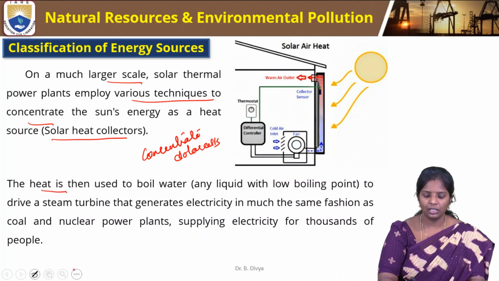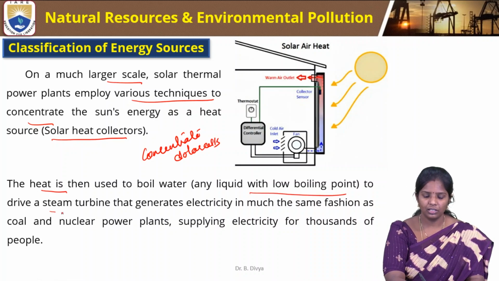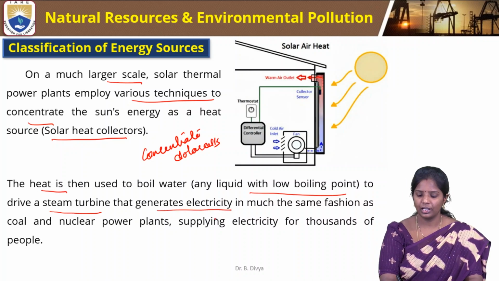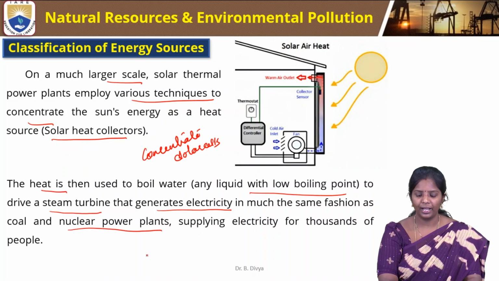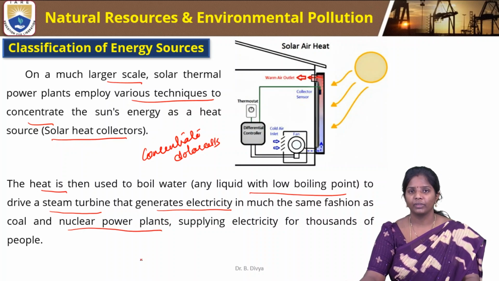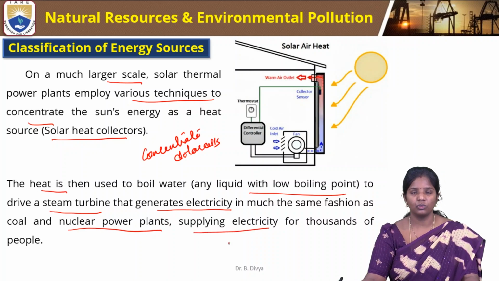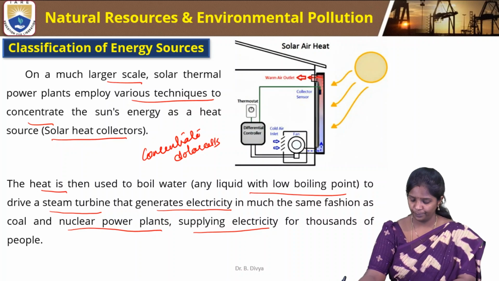The heat is then used to boil water, or any liquid with a low boiling point, to drive a steam turbine. The steam turbine can be run to generate electricity in much the same fashion as coal and nuclear power plants. So we can replace the non-renewable energy sources and also supply electricity for thousands of people. This is how we use photovoltaics and solar thermal conversions for our purposes and also in industries.